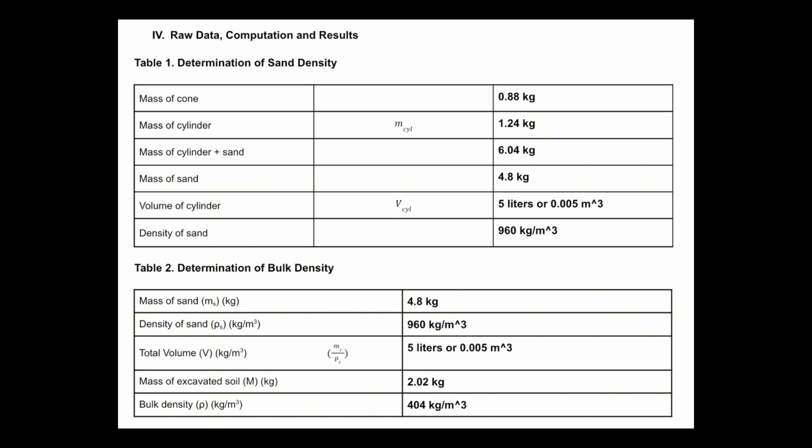With the given mass, which is 4.8 kilograms, divided by the volume of the cylinder, which is 0.05 cubic meter, to acquire its density. For the bulk density, divide the mass of the excavated soil, which is 2.02 kilogram, by the total volume, which gives us 404 kilograms per cubic meter.